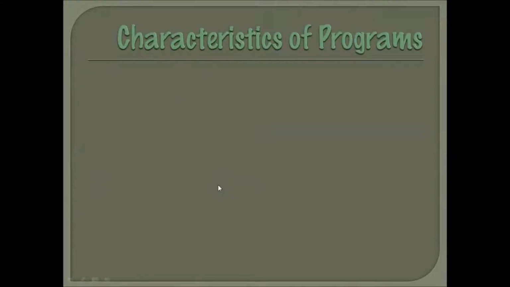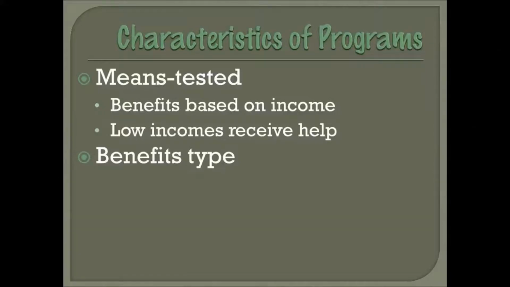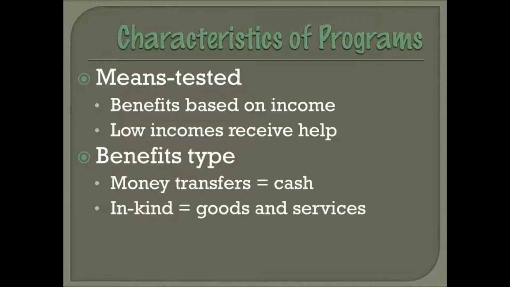There are a number of programs that the government offers to try and deal with poverty, and these programs generally have two characteristics. They tend to either be means tested, which means that your benefits are determined by your income, and the more income you have, the less of a benefit you receive, and the lower your income, the more help you receive. And then the other characteristic is whether or not the program is a money transfer or an in-kind contribution. So whether the program is giving you straight cash or whether you're receiving goods and services in lieu of cash to help deal with an issue.